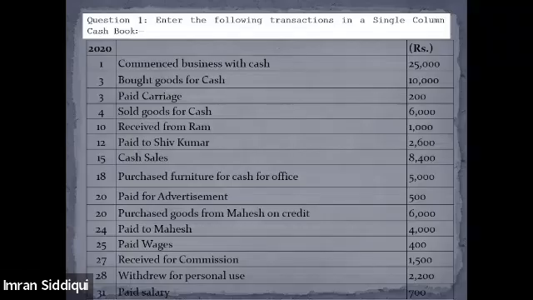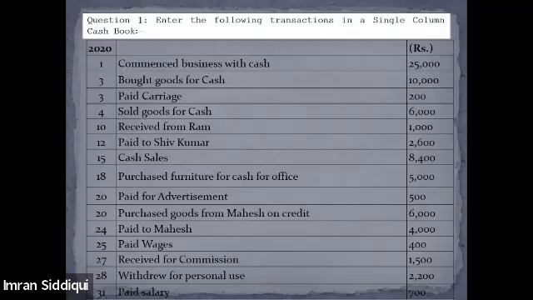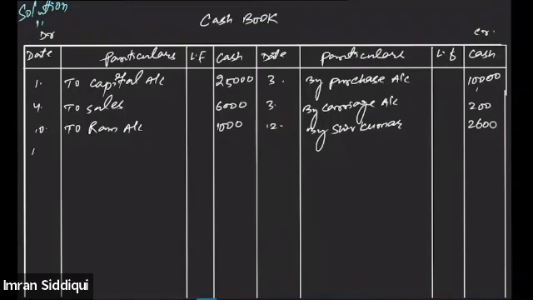All right, everyone. Moving to the next item, paid to Shiv Kumar. So payment to Shiv Kumar will lead to the outflow of cash. Therefore, it should be recorded on the credit side. So on 12th, by Shiv Kumar, amount was 2,600. Okay. Then after that, on 15th, we have made a cash sale of 8,400. So it will be recorded on the debit side as sales account. Amount is 8,400. Got it?